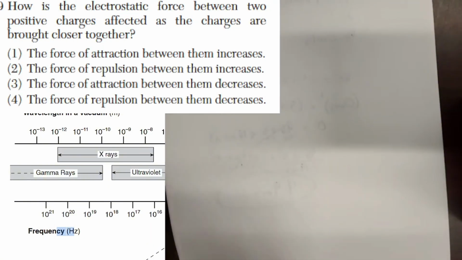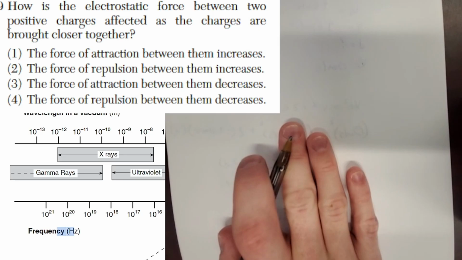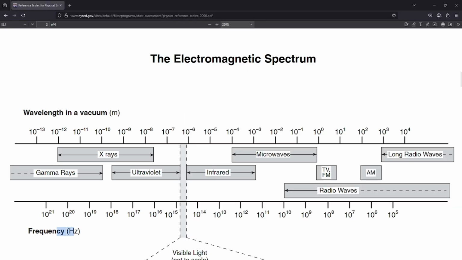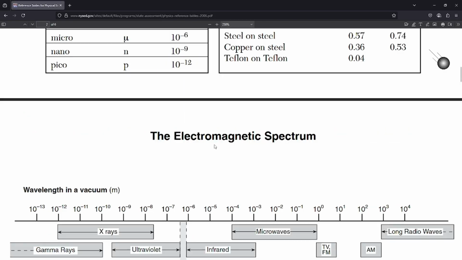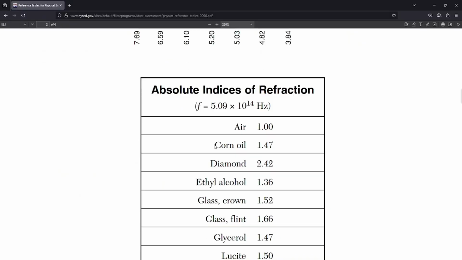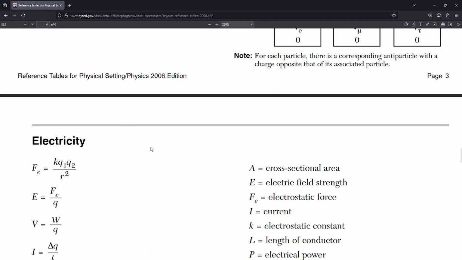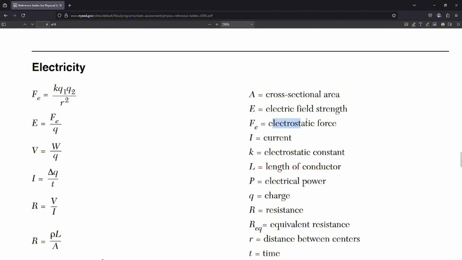How is the electrostatic force between two positive charges affected as the charges are brought closer together? Well, let's look at our formula for this one. If we're talking about the electrostatic force, remember we do have a formula for it. Go to your page all about electricity, right at the top. Electrostatic force is Fe. We have a formula for Fe right here, K Q1 Q2 over R squared.